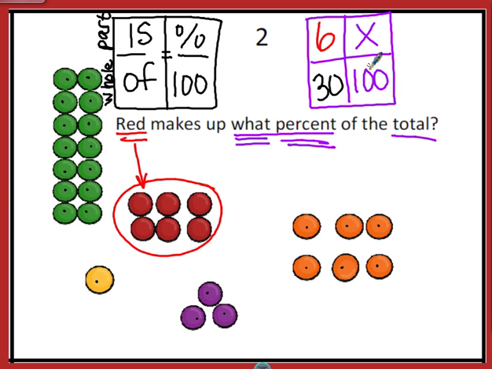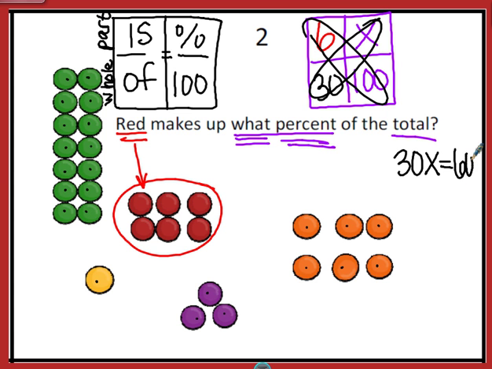To solve a percent proportion, it's the exact same way that we've been solving regular proportions in our class. You cross multiply 30 times x, and 30 times x gives me 30x. And then you cross multiply 6 times 100, and that is 600. So 30x equals 600. At this point, you'll notice it's just a one-step equation. To get rid of the coefficient, 30 times x, the inverse is to divide by 30, and whatever you do to one side, you do to the other.